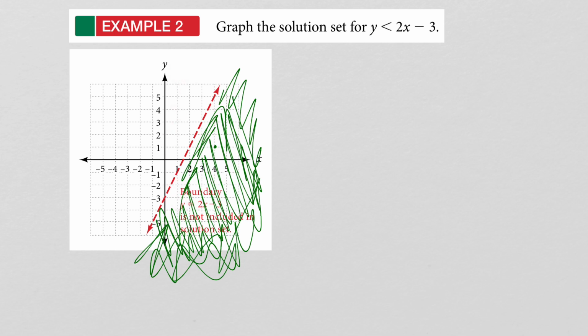So if I have y all by itself, y has to be solved for like this. If I have y all by itself, less than means you're going to shade below the line. And that's kind of an easier way to determine where to shade.